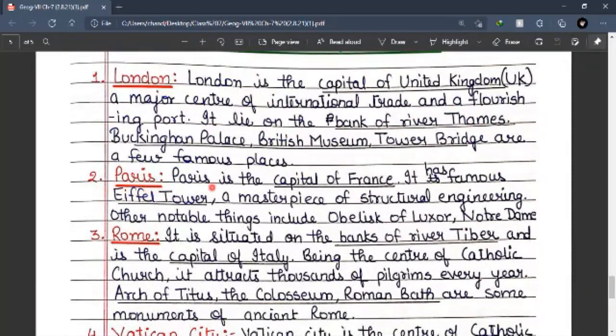Second is Paris. Paris is the capital of France. It has the famous Eiffel Tower, a masterpiece of structural engineering. Other notable things include the Obelisk of Luxor and Notre Dame. Third is Rome. It is situated on the bank of the River Tiber and is the capital of Italy. Being the center of the Catholic Church, it attracts thousands of pilgrims every year. Arc of Titus, Colosseum, and Roman Bath are some monuments of ancient Rome.